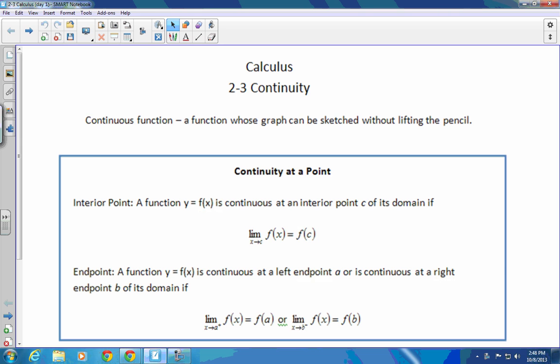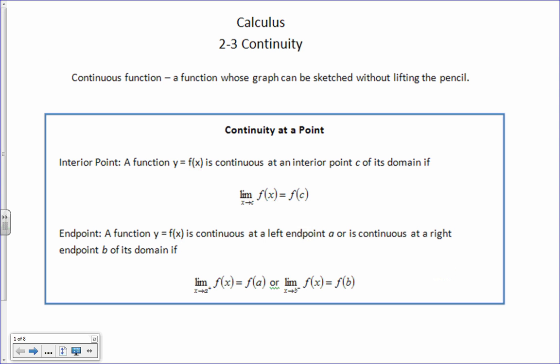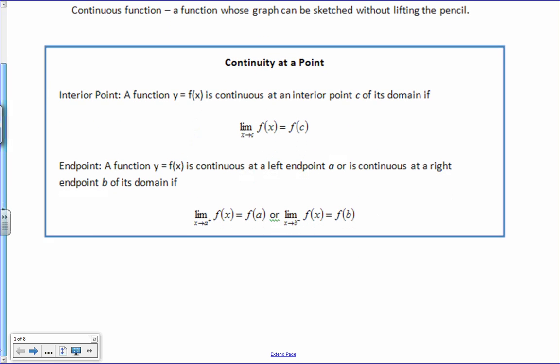All right. Up until now, when we talk about continuity, a function being continuous, our definition is kind of what we have on the top there. It would be a function whose graph can be sketched without lifting the pencil. That's a little bit misleading, but it is the easiest way to explain it to you before now. Now we're going to get much more formal about continuity at a point or for a function.